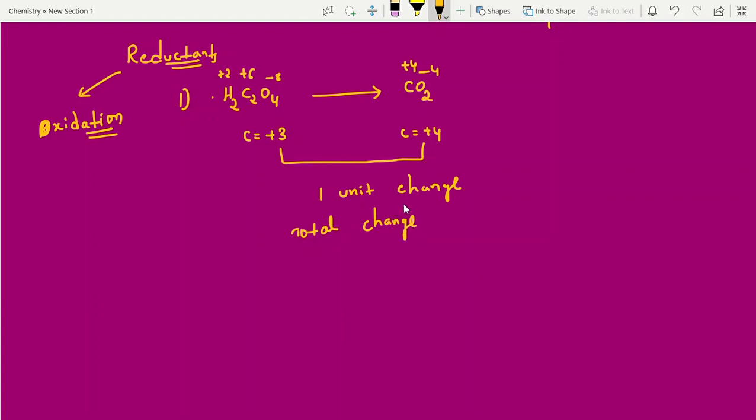Whereas in KMnO4, manganese is on the left-hand side and the right-hand side only once. But here it's not like that. Here it is 2, here 1. At least on one side, the highest number is what we have to consider. Total change is 2 into 1, so 2 here, like K2Cr2O7 was there. Okay.